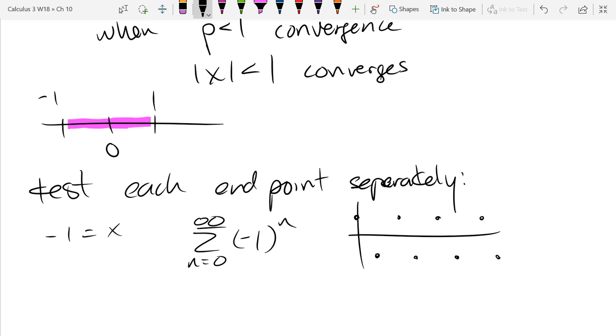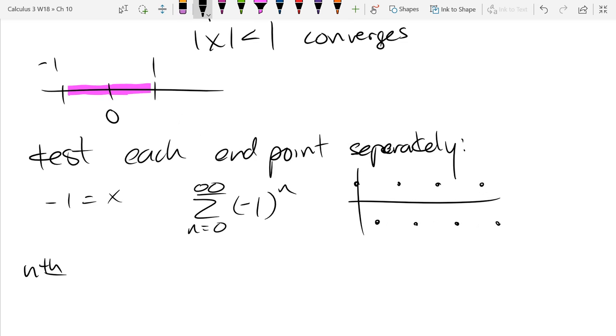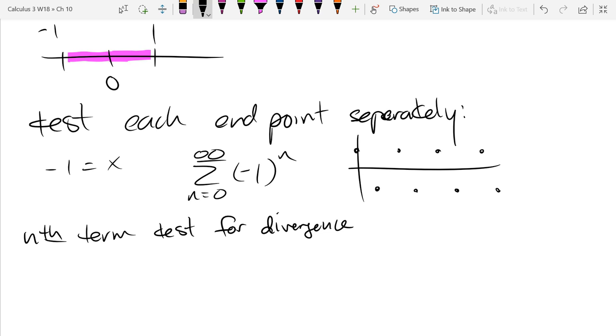What is a good test to use here to say that it diverges? There's one really easy test to use. It's the only test that tells us divergence only. Which divergence test did we have? So we had our nth term test for divergence. So let's think about that. So here, a_n is negative 1 to the n. This is very different than the other tests, because I'm not taking an nth root, and I'm not taking a ratio here. This is just what happens to the terms when n gets really big.